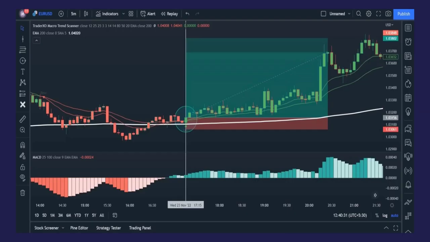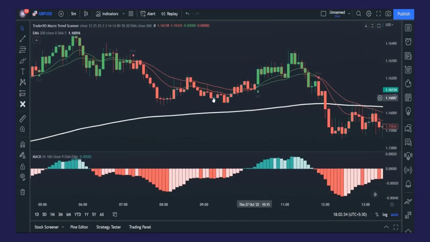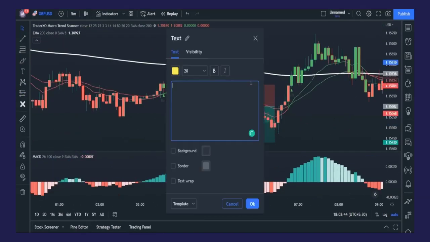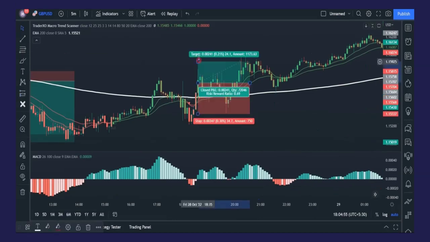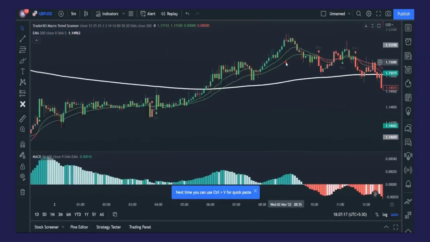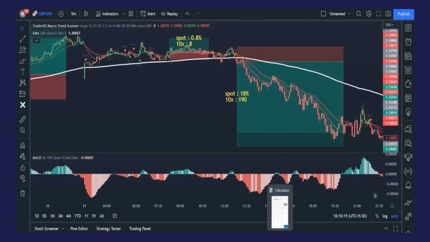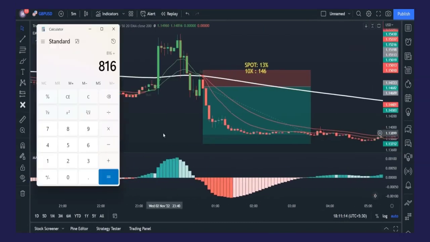Now that we've completely learned this strategy, I want to test it on the GBP USD chart, within the 15-minute time frame, and I want to see how much profit we could have made in these trades using this strategy. Here we have executed only 12 trades in the GBP USD chart, which gave us a profit of around 800%.